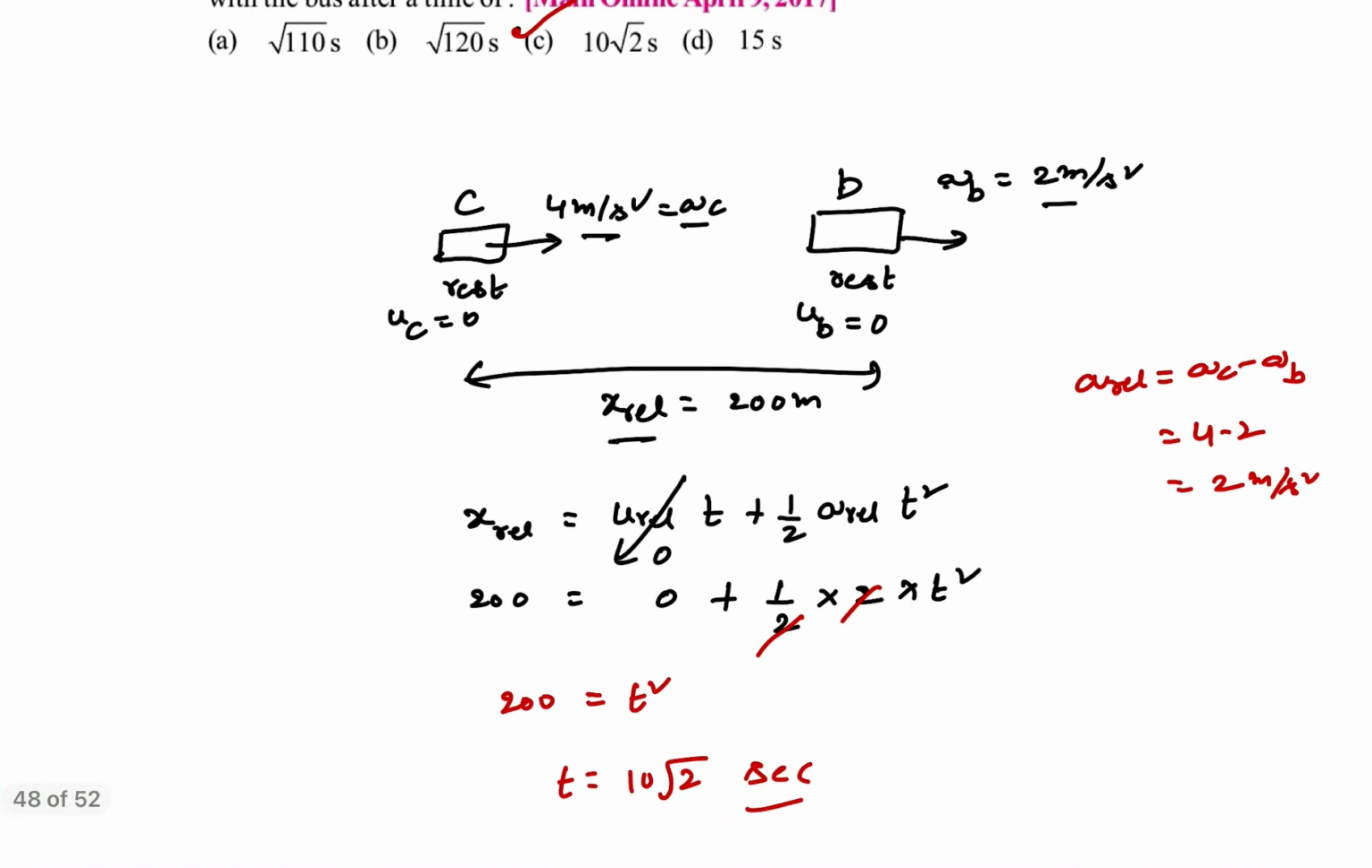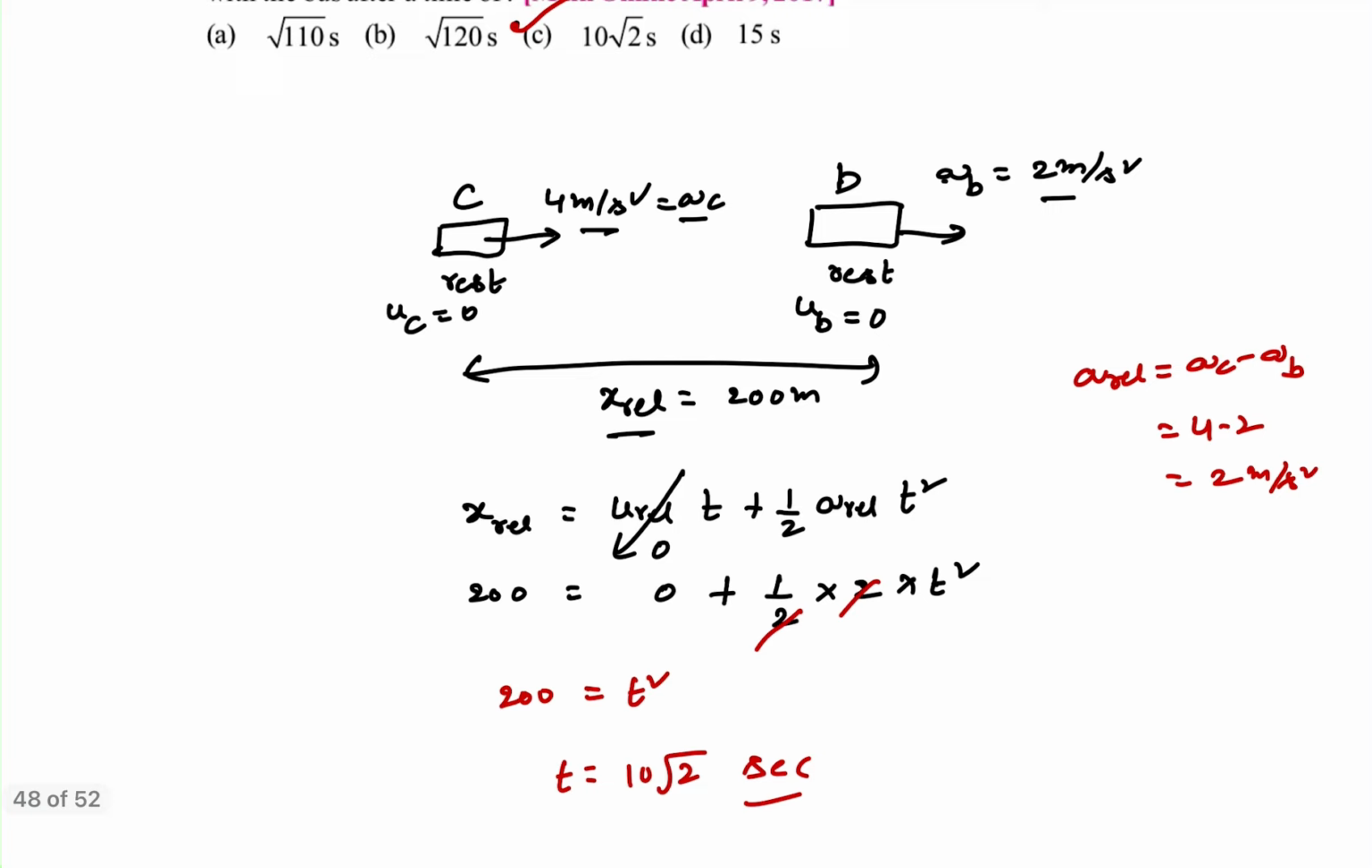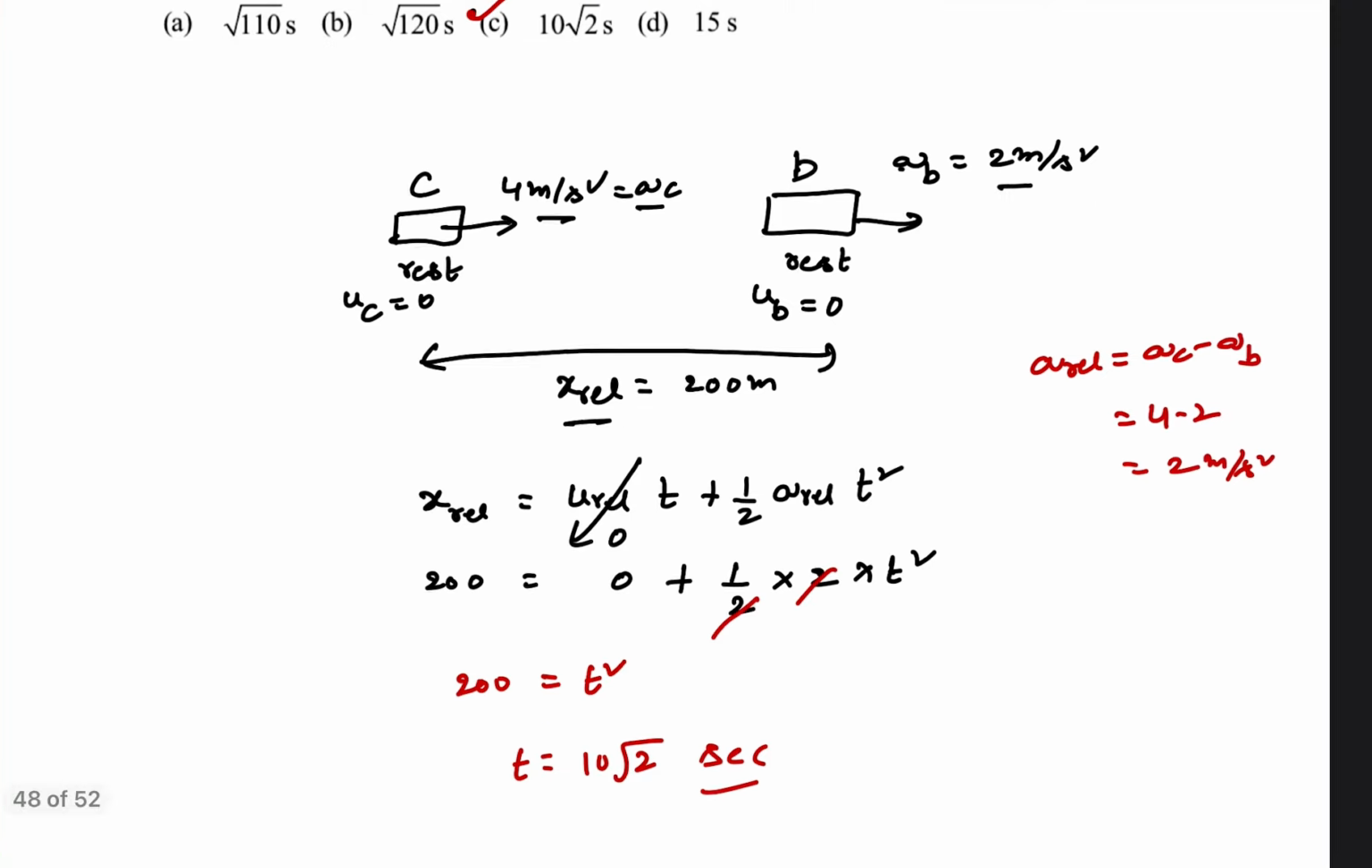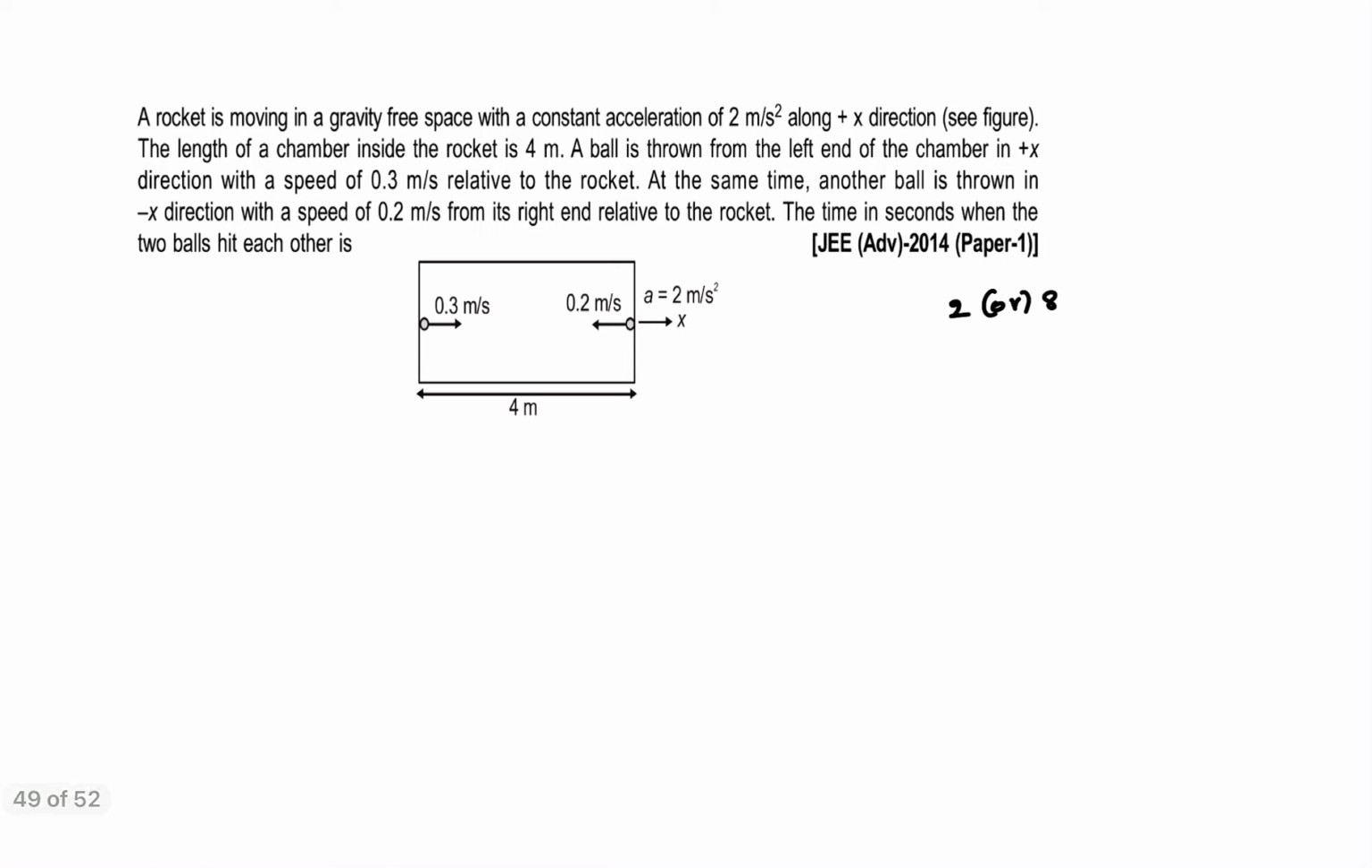Okay, you need to apply: whether acceleration is constant means you need to apply x is equal to ut plus half a t square like that. Velocity constant means you can write x is equal to v relative into t.